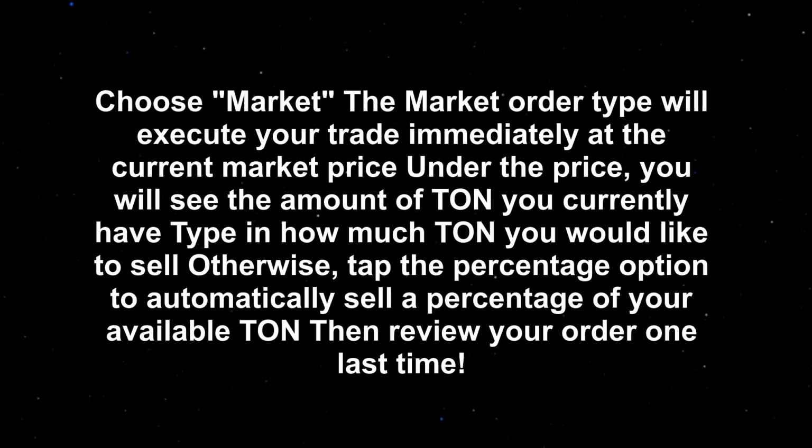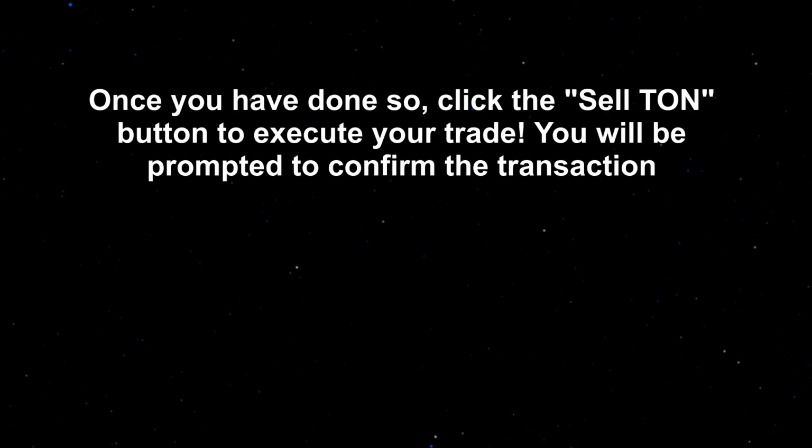Under the price, you will see the amount of TON you currently have. Type in how much TON you would like to sell. Otherwise, tap the percentage option to automatically sell a percentage of your available TON. Then review your order one last time. Once you have done so, click the Sell TON button to execute your trade.